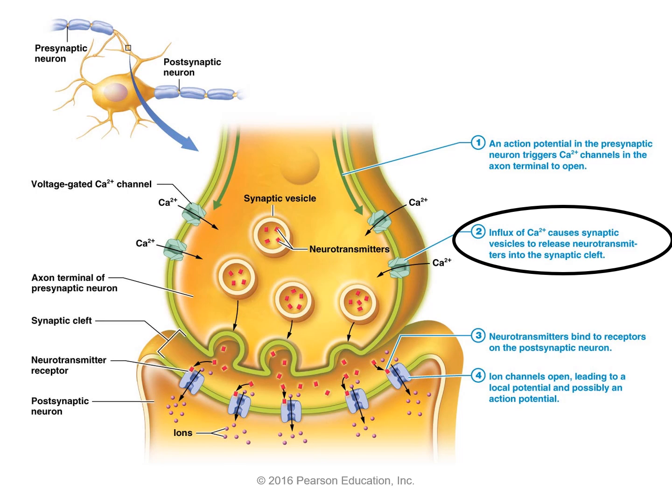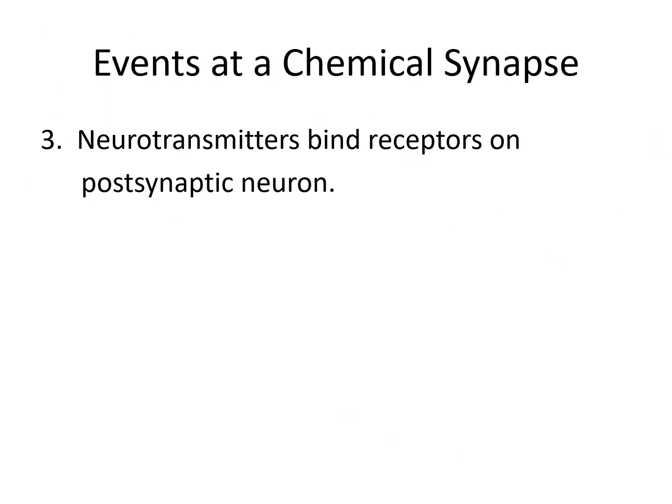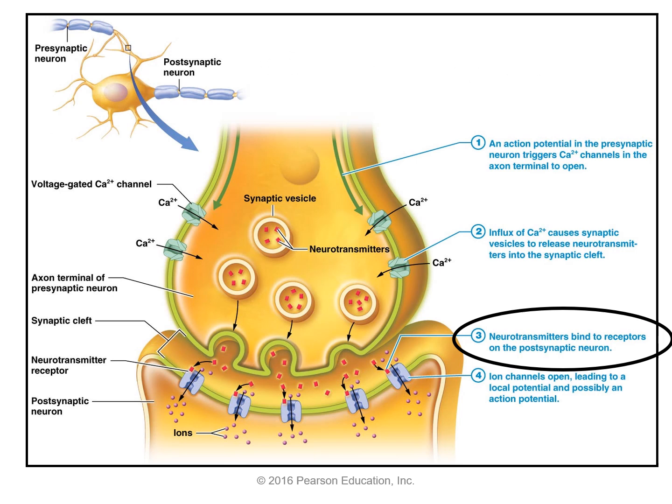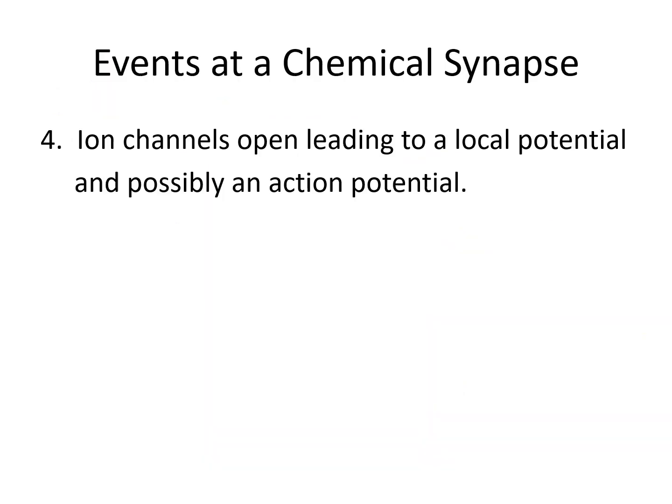neurotransmitters. Okay? Now, the neurotransmitters that are released into the synaptic cleft diffuse across to the postsynaptic neuron and bind to receptors there. Okay? So here, the neurotransmitters diffuse across and bind to the receptors. Then ion channels open, leading to a local potential and possibly an action potential. Okay. In our example here, we're going to say it's going to open the channel.